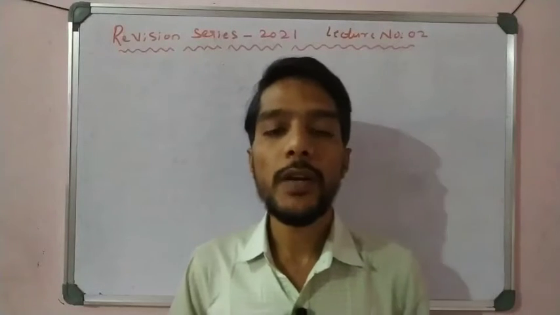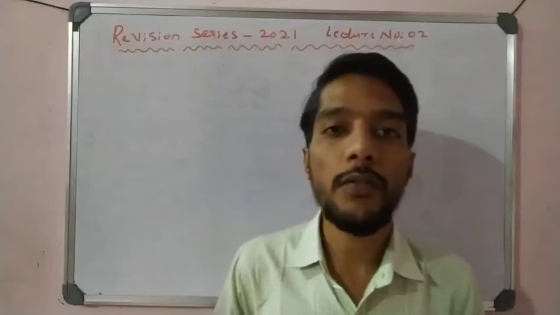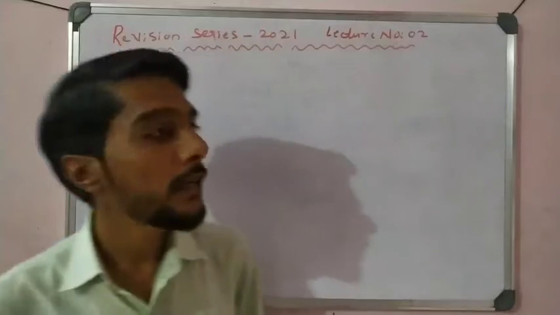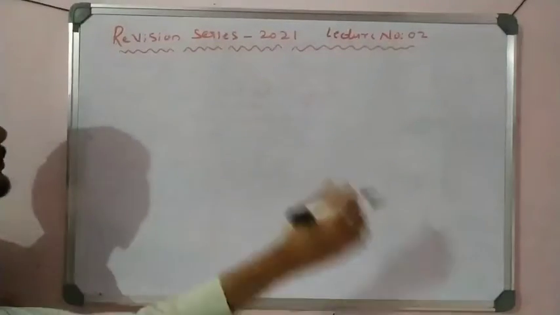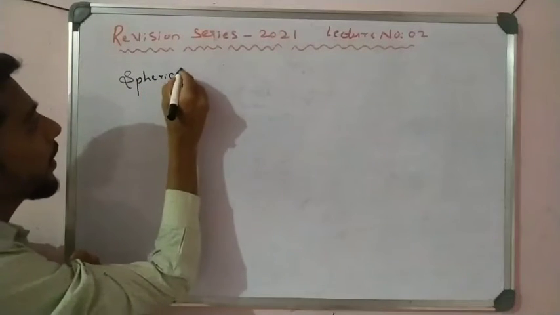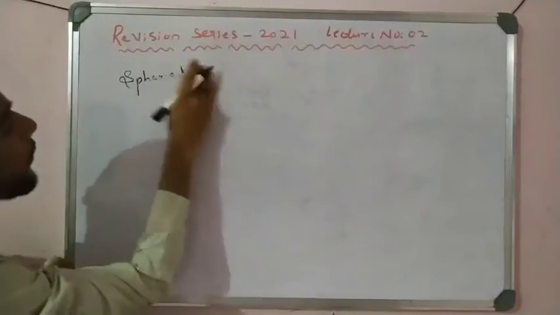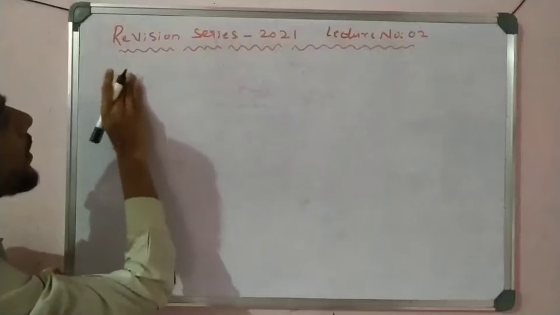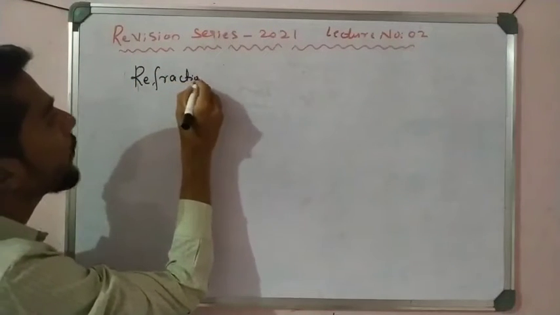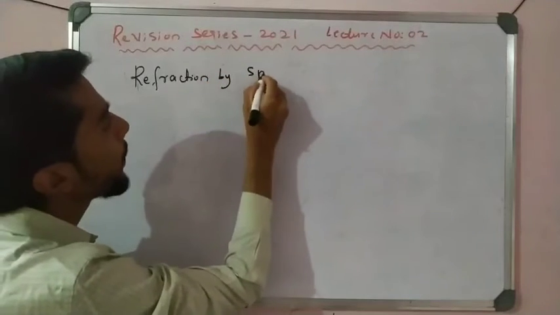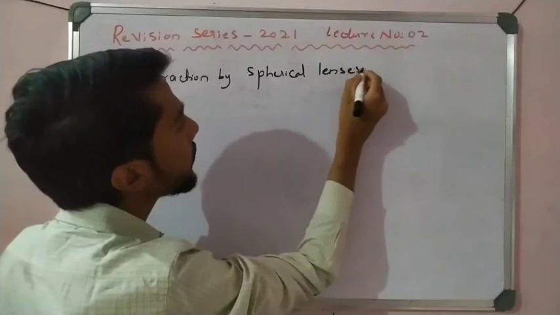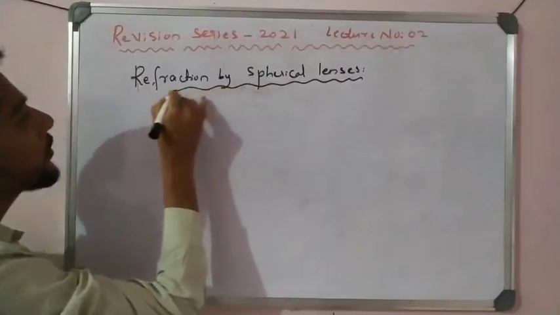Now in this second video we take the next step of refraction through spherical lenses. So let us start here with spherical lenses. First, refraction by spherical lens or lenses. I can write refraction by spherical lenses. Here, students, that is very important.